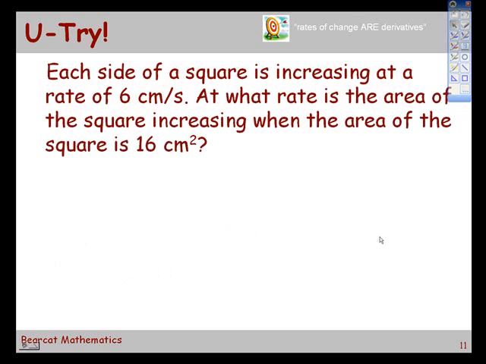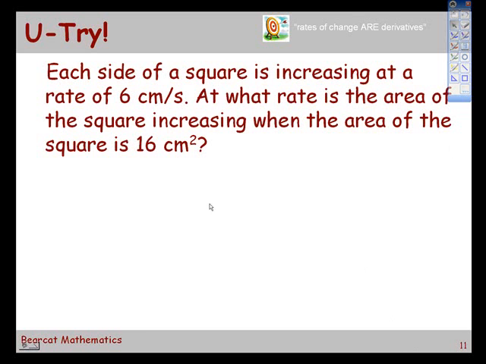Okay, on this next U-try, we're given the fact that each side of a square is increasing at a rate of 6 centimeters per second. The question: at what rate is the area of the square increasing when the area of the square is 16 square centimeters? Let's go ahead and pause the video, give this a try. When you're ready to check your answer with mine, press play.